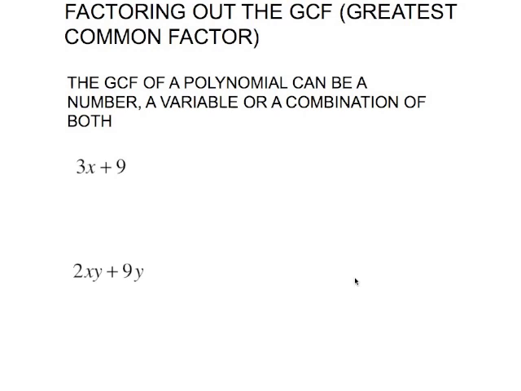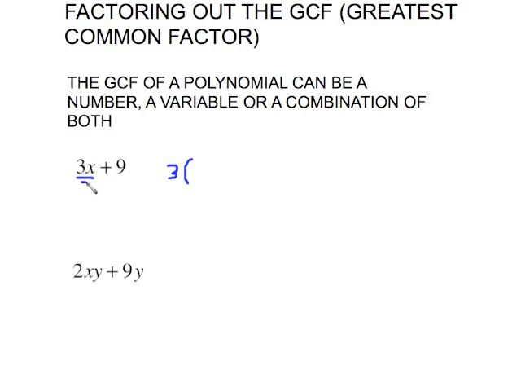So if you look at 3x plus 9, looking for the GCF, or the greatest common factor, is a matter of looking at both terms and deciding, is there a number that divides evenly into both of these? And there is. 3 will go into both of those. 3 is the GCF. You're going to take the 3 and put it on the outside of the parentheses, and then divide 3 into each of these.